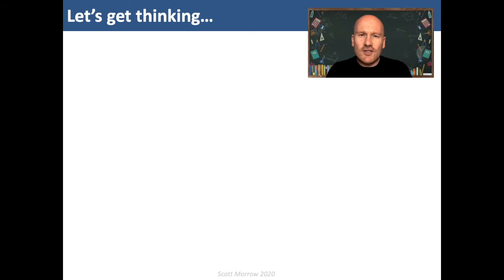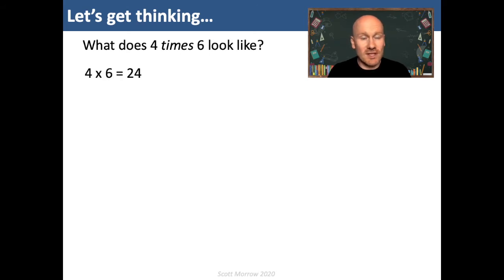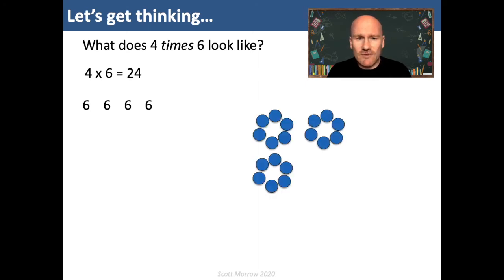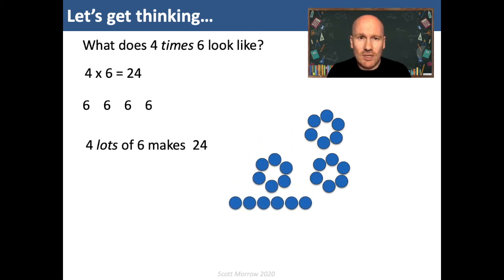So if I was to ask you what 4 times 6 actually looked like, well, you might do different things. Some of you might write 4 times 6 equals 24, just like that. Some of you might put out 4 sixes, like we've got there. Some of you might draw 4 groups of 6. But we can take those 4 groups of 6 or 4 lots of 6 and we can make them into equal rows.